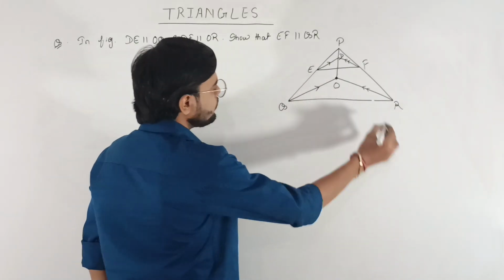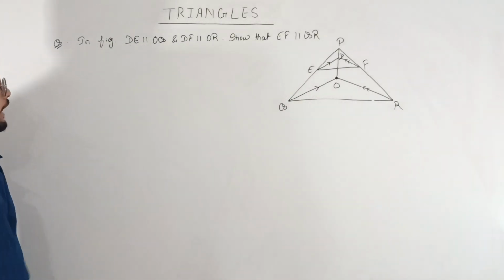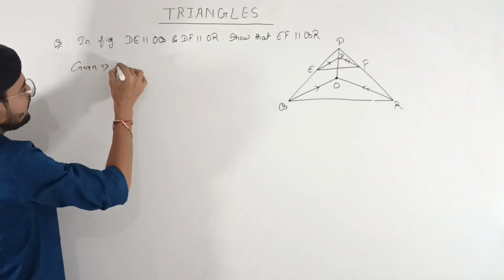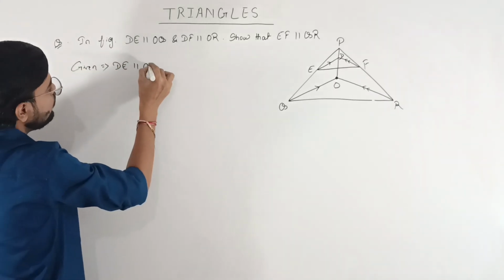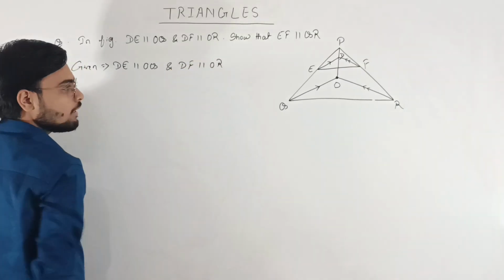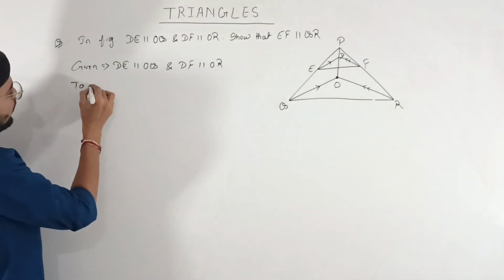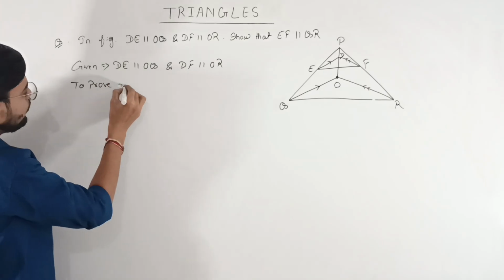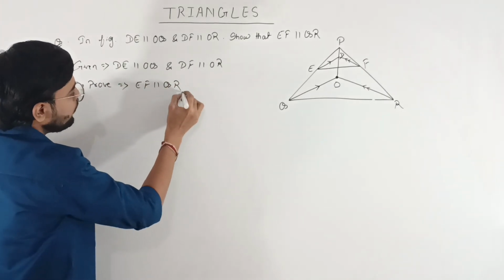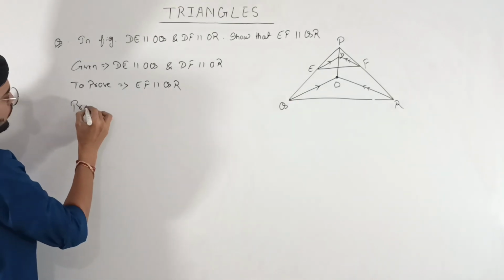Okay, this is O. So first we write what is given. DE is parallel to OQ and DF is parallel to OR. This one is given. Then we have to write what we have to do, the proof. So to prove is what? EF is parallel to QR. We have to prove this. Now let's prove.